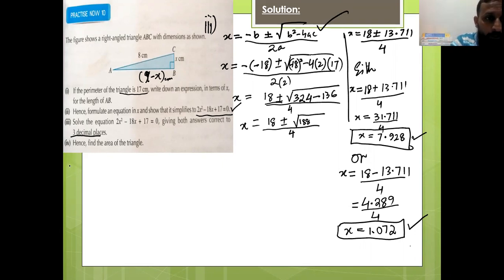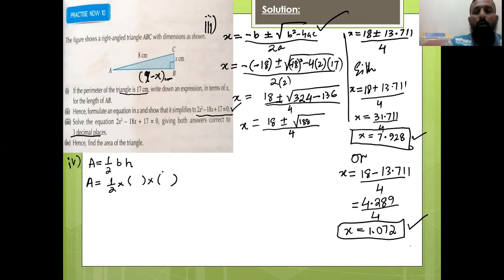So part 4, we are asked to find the area of the triangle. The area is given by the formula half into base into height. All right. Now, look at the triangle on top. What is the base? It is the expression 9 minus x. So we need to put in the value of this. And what is the height? The height is also x.